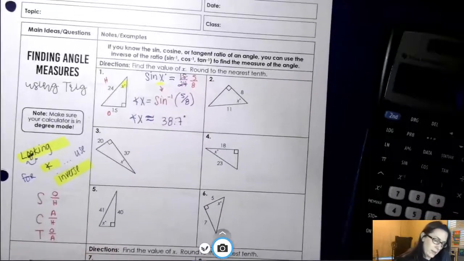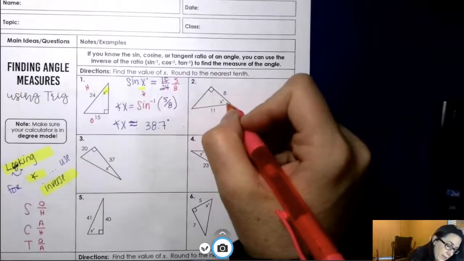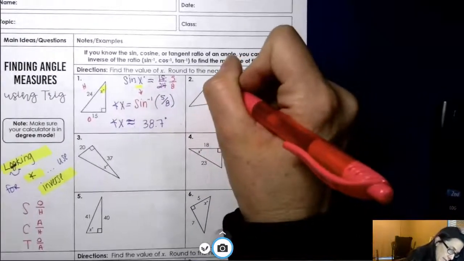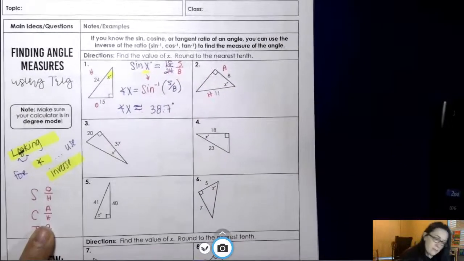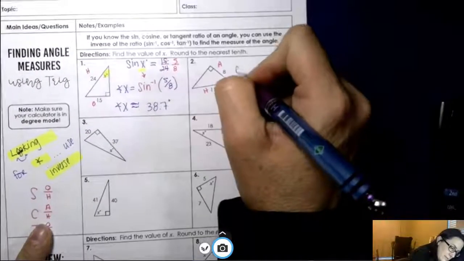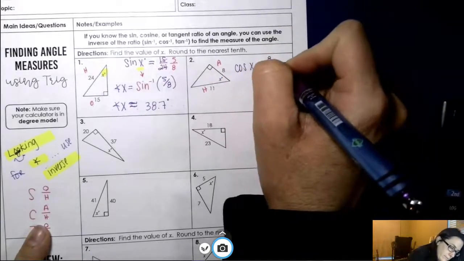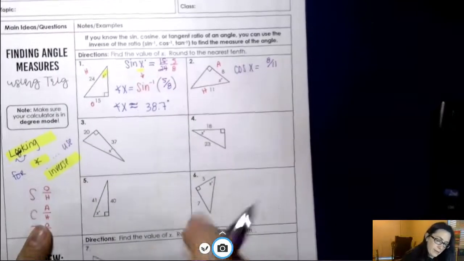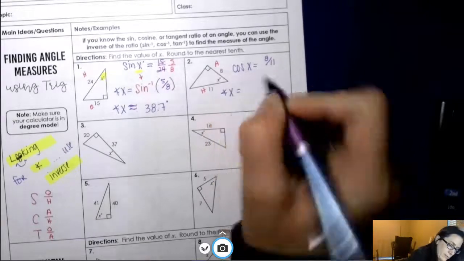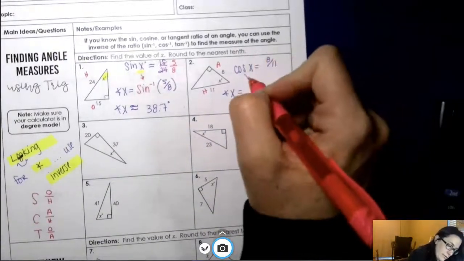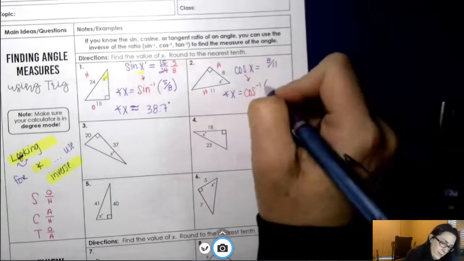Okay, let's go to the next one. Here we have x. I have adjacent and hypotenuse. Adjacent hypotenuse is going to be cosine. So we would have cosine of x equals 8 over 11. You can't reduce this. You're looking for the measure of angle x. Angle x equals inverse cosine of 8 over 11.